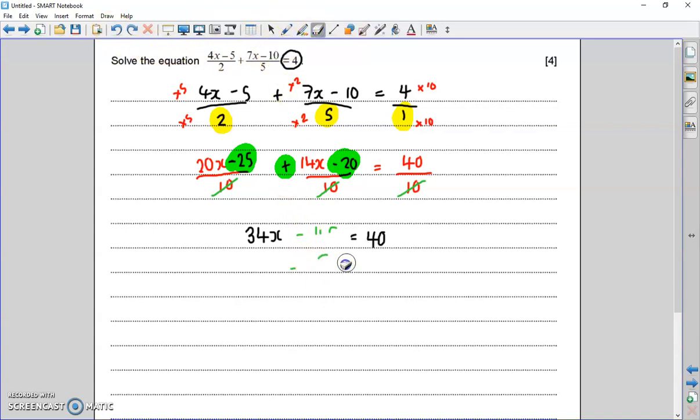So that's what I didn't need, and I'm running out of time anyway. Finish this off really quickly then. So you would add the 45, which makes 85. Divide by 34. And then whatever 85 divided by 34 is, and you're done.